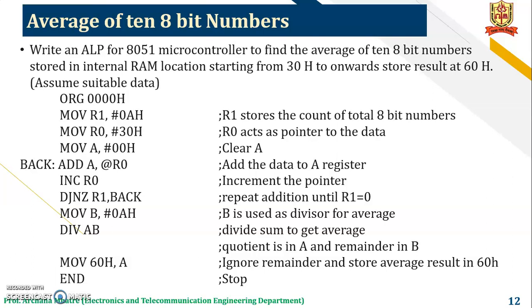Now next is the average of 10 8-bit numbers. To find the average, we have to add all the 10 8-bit numbers and divide by 10. After you get the result of the addition, you divide it by 10 to find the average. So divide A by B, where the number 10 is moved into the B register. This is how to find the average of 8-bit numbers.